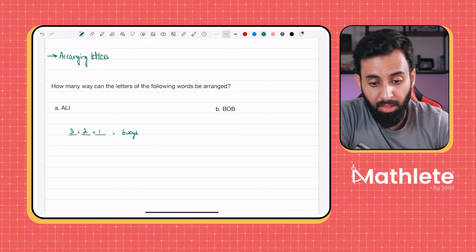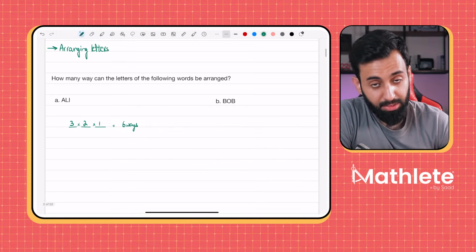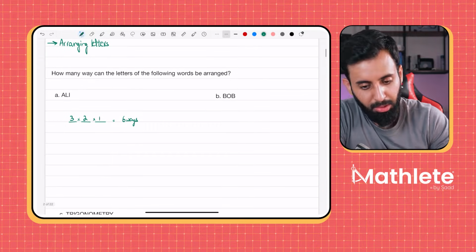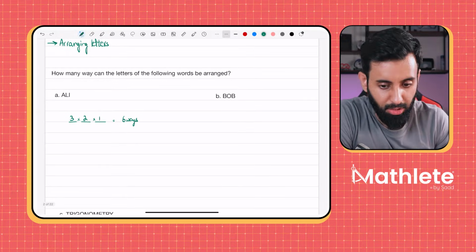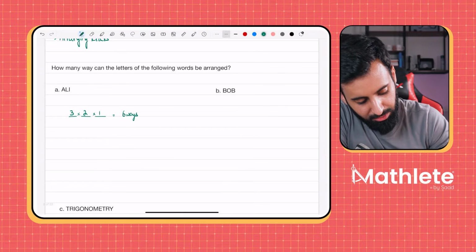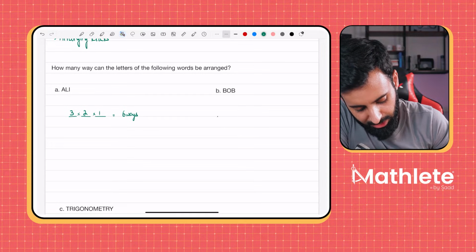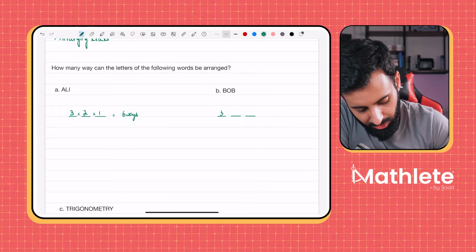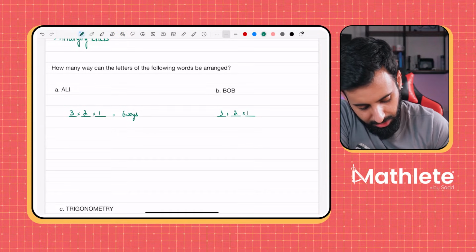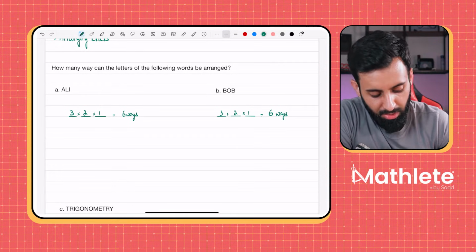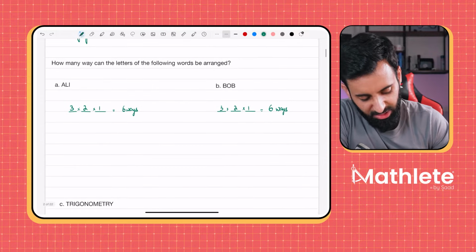Okay, next we have the word Bob. Now notice that there's something interesting with the word Bob, and that is you have 2 letters of the same kind. So how does that work? What do we do when we have 2 letters of the same kind? Well, let's start by making 3 boxes. And what if I do 3 into 2 into 1 using the same principle as we did with Ali, and say that we have 6 different ways in which the word Bob can be arranged. Now let's see if we can list those 6 ways.